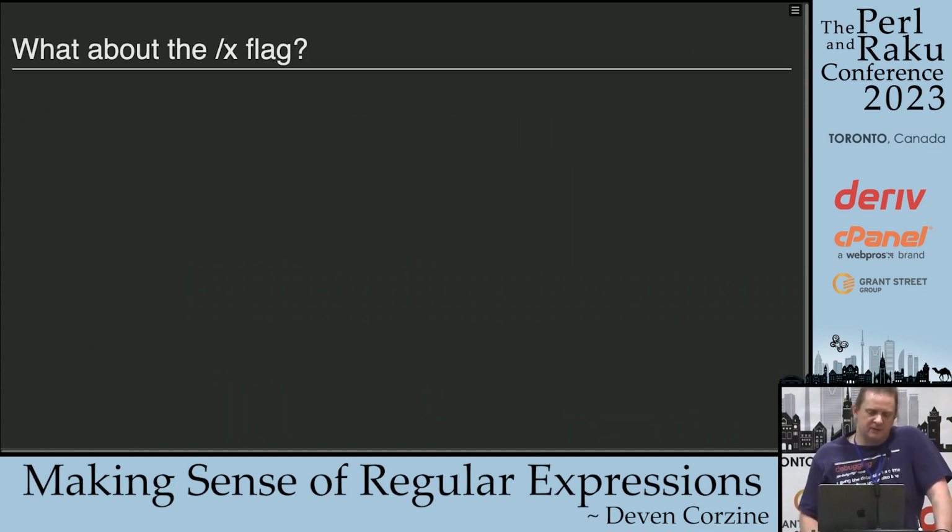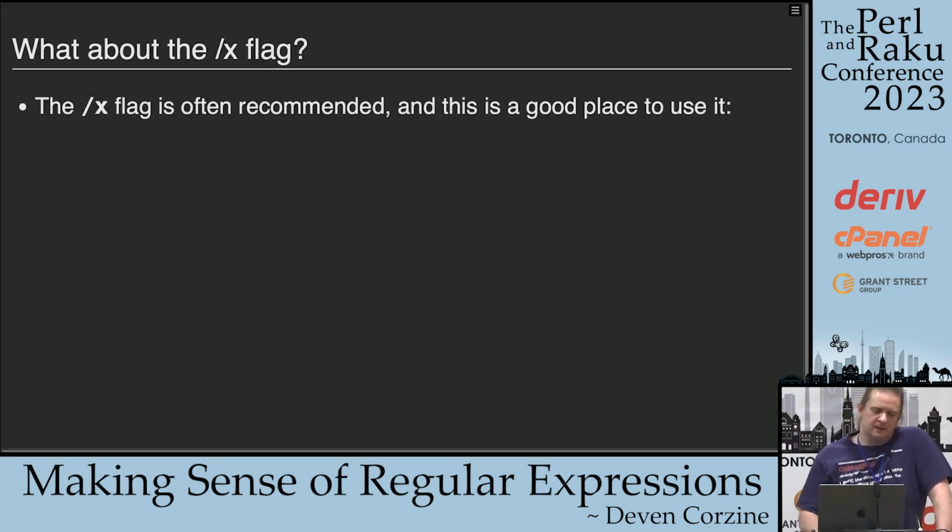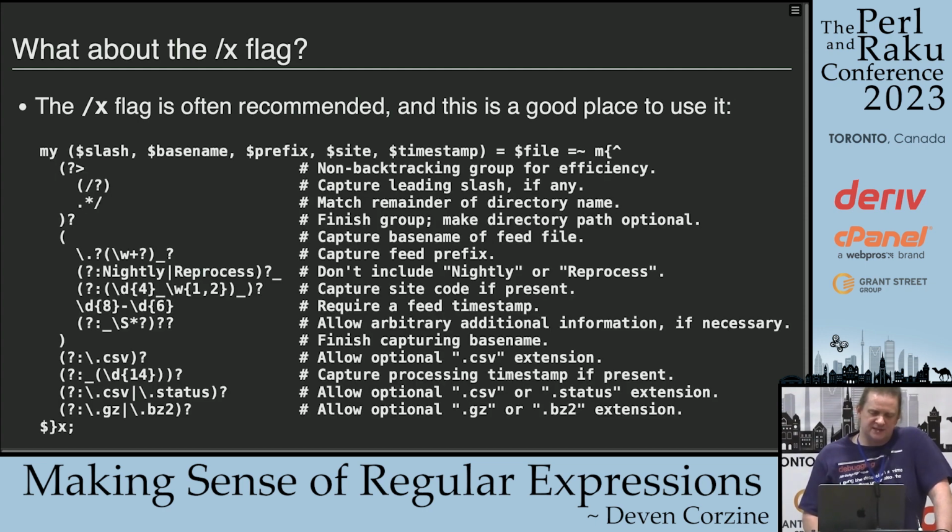And then people might ask about this /x flag. It's often recommended, and in this case, it's a good place to use it. So this is what that same regular expression looks like, using the /x to break it down and with comments on the entire thing. So you can see what each line here is doing, basically. I didn't comment the anchors themselves, but everything else is commented here. And it's showing the assignments into variable names to see what those actually are doing.